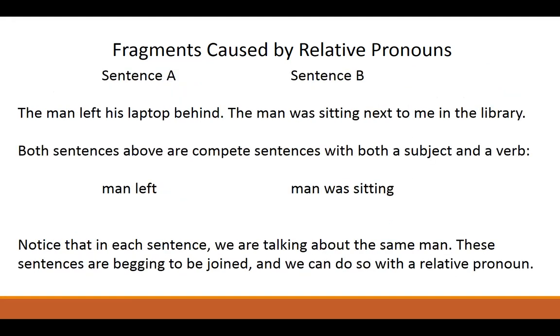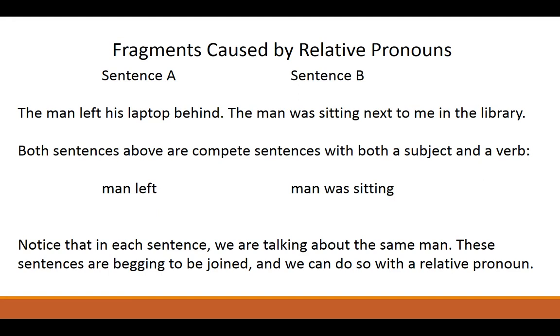So let's go ahead and look at some examples here. Fragments caused by relative pronouns. I got 2 sentences, sentence A and sentence B. The man left his laptop behind. That is sentence A. My verb is left. Who left? The man left. What did he leave? His laptop. So subject, verb, direct object.